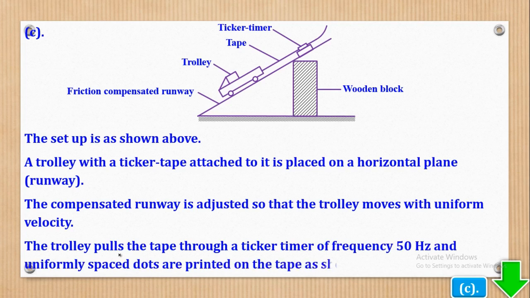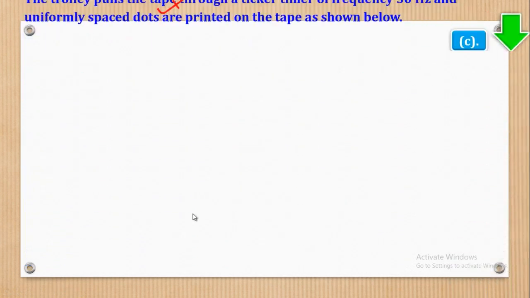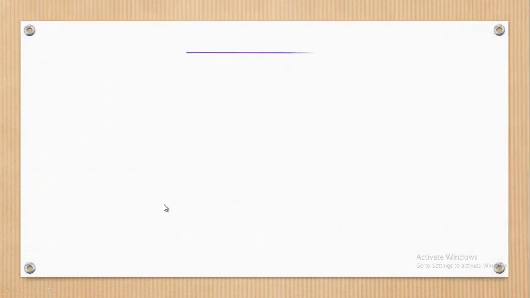The trolley pulls the tape through a ticker timer of frequency 50 Hz, and uniformly spaced dots are printed on the tape as shown below. So before we go to the next slide where the ticker tape is, let's see marks for this slide. So below, this will be the printing.